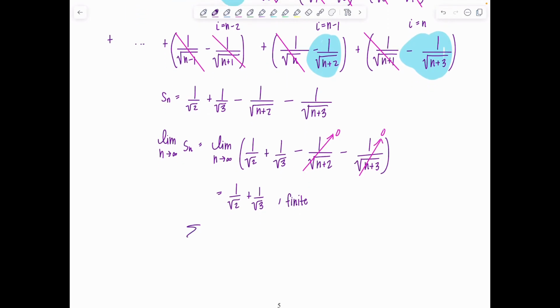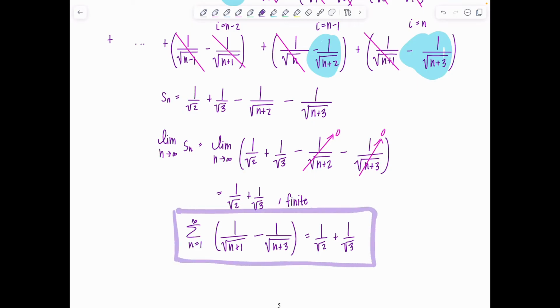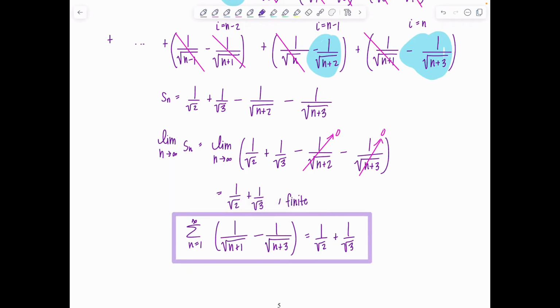And we could say the sum, n equals 1 to infinity, of 1 over rad n plus 1 minus 1 over rad n plus 3 equals, isn't that cool? 1 over rad 2 plus 1 over rad 3. Obviously it converges. You can write that though if you want. I think the directions said if it converges, find its sum. So since we found the sum, we're good.